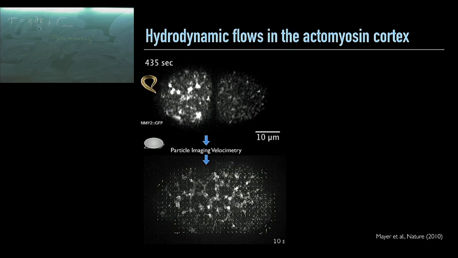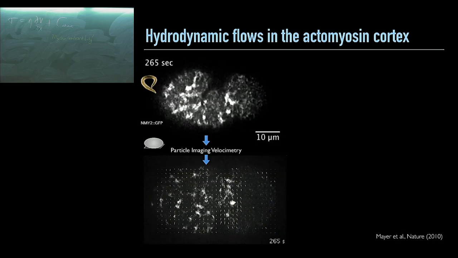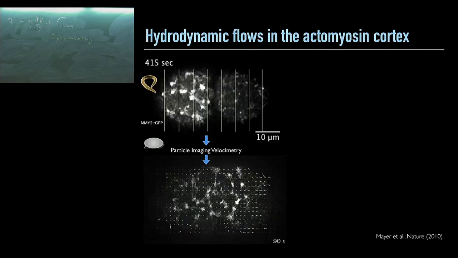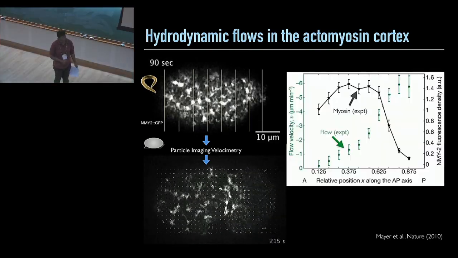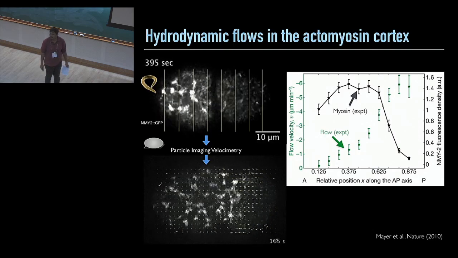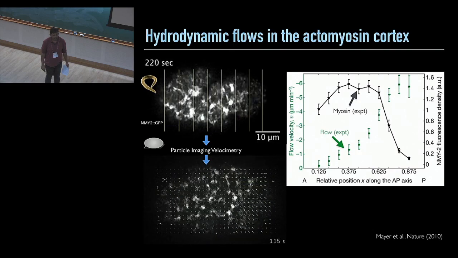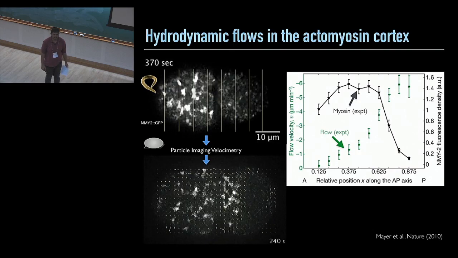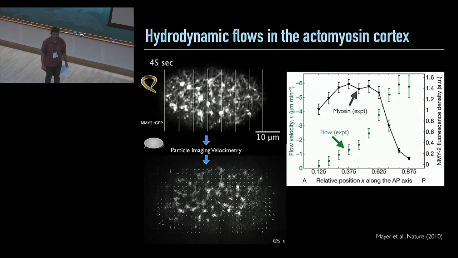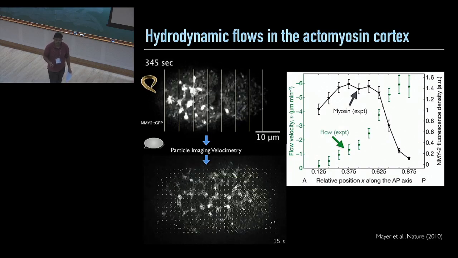You can quantify that by doing something called particle imaging velocimetry, which is just a cross-correlation technique used in fluid mechanics, and you can make the flows more quantitative. And so there is a net profile of the myosin, there is a net profile of the flow. Actin and myosin. So myosin is tiny motors.